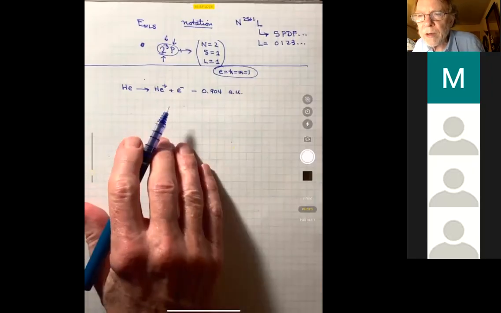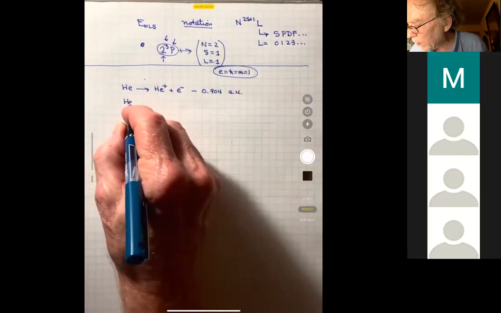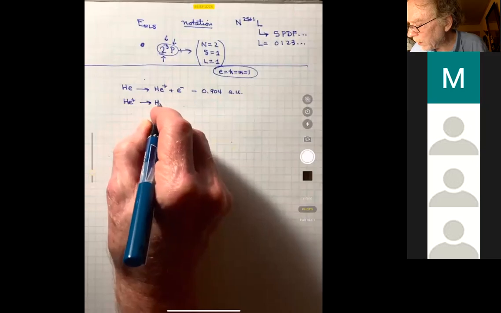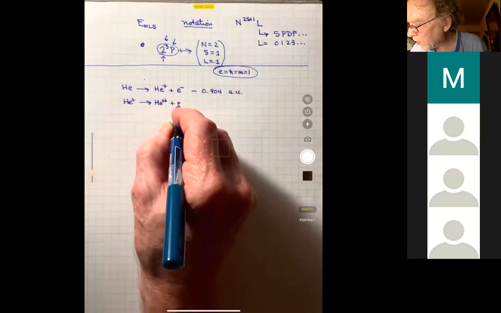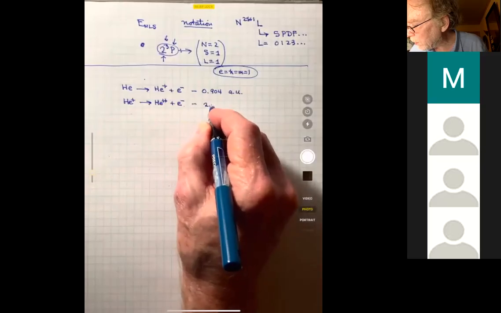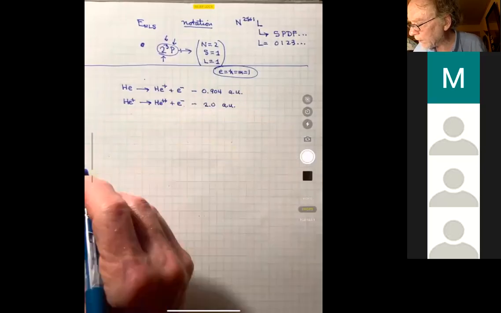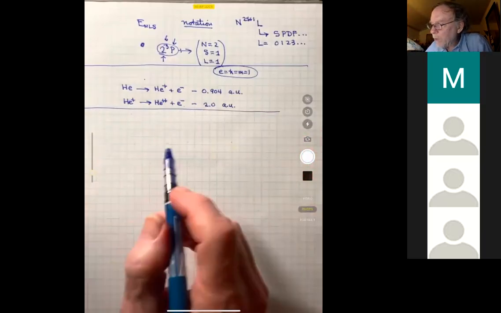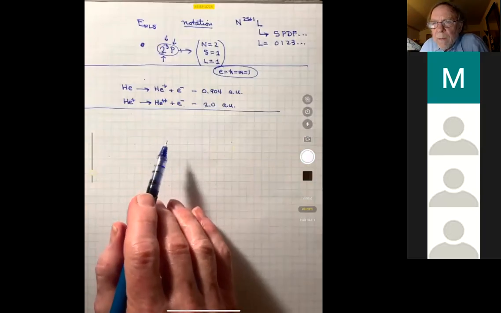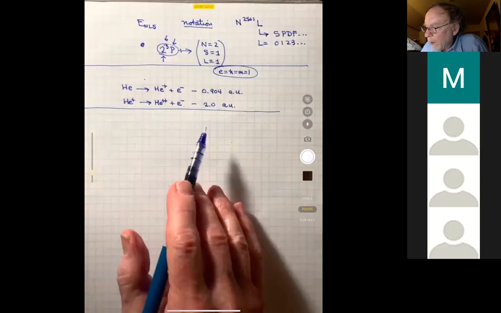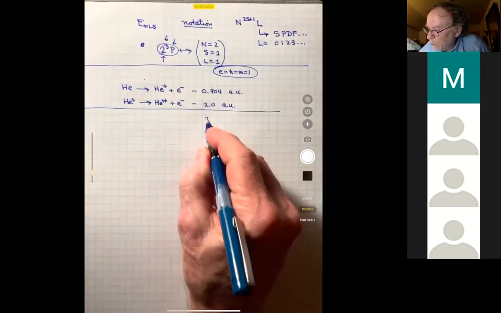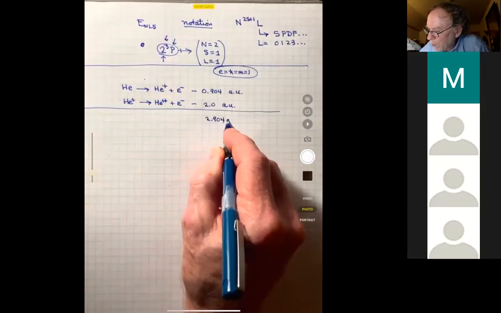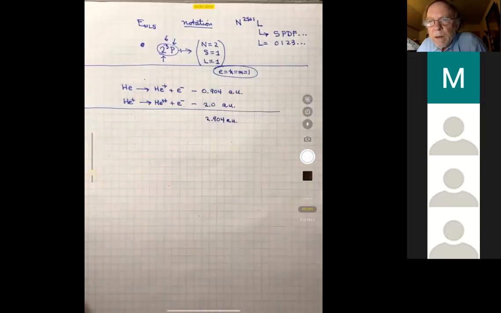Once you remove 1 electron, you can remove another one. Then there's a second ionization potential. If we do that with helium, helium plus goes into helium plus plus, doubly ionized, plus a second electron which is removed. And this takes 2.0 atomic units of energy. So to remove both electrons and take them out to infinite separation requires the sum of these 2 energies, which is 2.904 atomic units of energy to completely ionize helium.